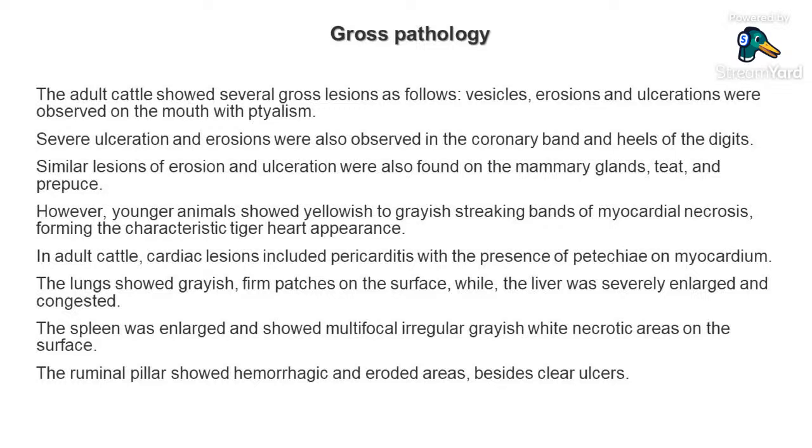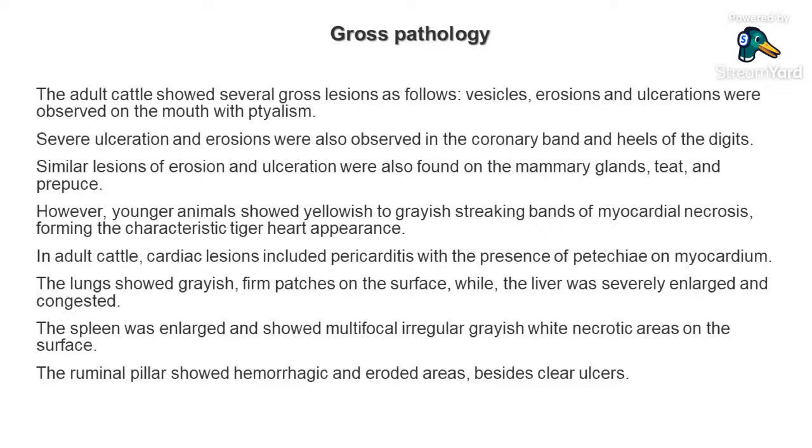In young animals, they show yellowish to grayish bands of myocardial necrosis, which gives the characteristic name of the tiger heart appearance in younger animals. In adult cattle, pericarditis occurs with pinpoint hemorrhage on the myocardium. The lungs show grayish and firm patches on the surface, and there is hepatomegaly, and the liver is congested in case of FMD.